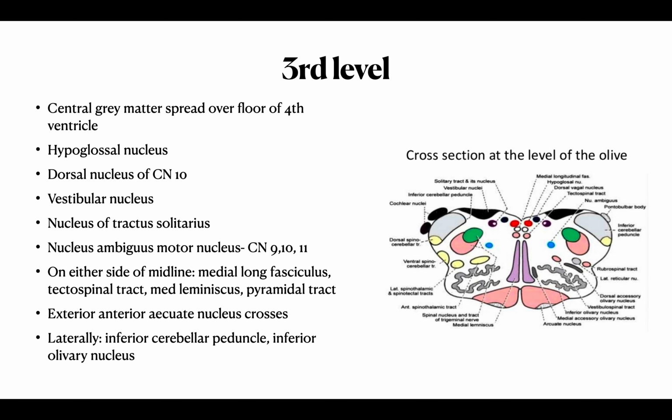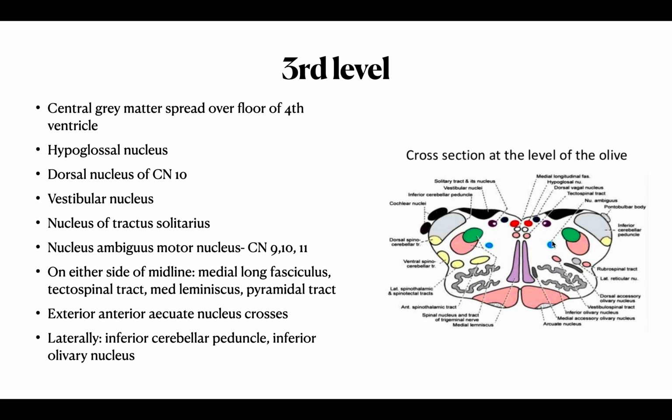Okay, at the third level, the central gray matter is going to be basically touching the floor of the fourth ventricle. And it's going to have cranial nerve number 12, cranial nerve number 10, and there is going to be the vestibular nucleus, along with the nucleus of tractus solitarius, and the nucleus ambiguus. So that's going to be the motor section, here is going to be the motor parts of cranial nerves 9, 10, 11. And then exteriorly, the anterior arcuate nucleus will cross.